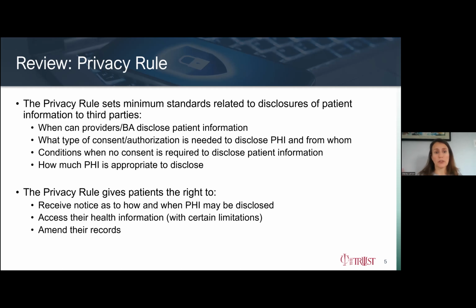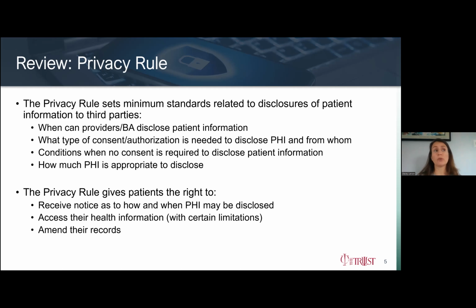Anytime it's going to an outside third party. Those conditions where no consent is required, as providers, many of you are probably going to be aware of those, which are like instances where the patient is claiming harm to self or harm to others, instances where as a mandated reporter, you need to report abuse or neglect, elder abuse, financial abuse, depending on the state. And those are going to be very dependent on your state.